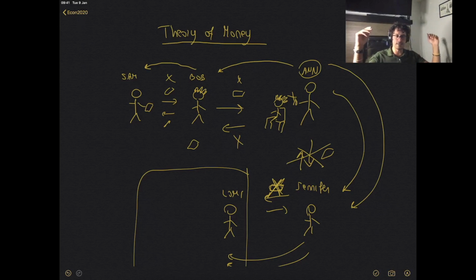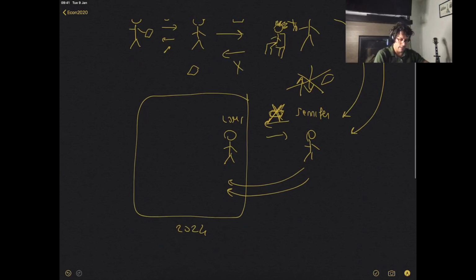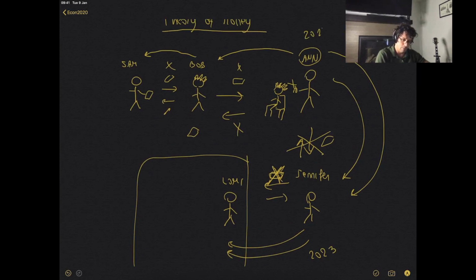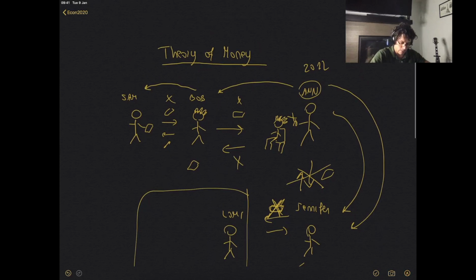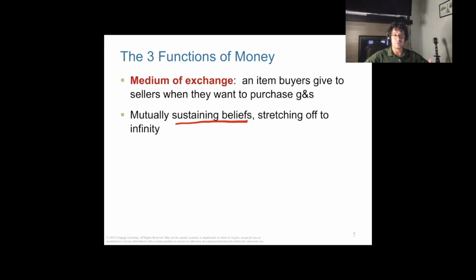So let's suppose that we know that the world is going to end in 2024. Well, suppose that Lomi represents the world in 2024, then in 2023, people will not accept the money. 2022, people will not accept the money. 2021, people will not accept the money, so people will stop accepting the money in 2020. So in order for money to play this role of a medium of exchange, we need these mutually sustaining beliefs to stretch off up to infinity.